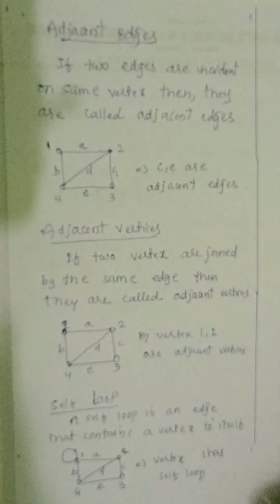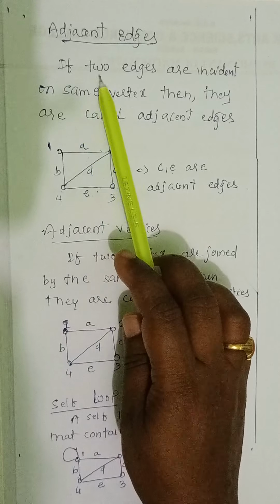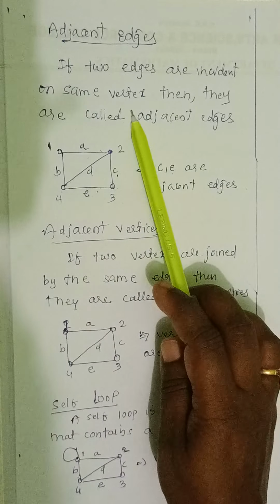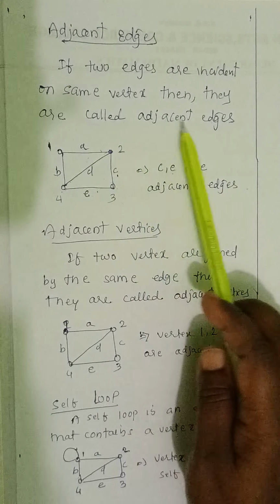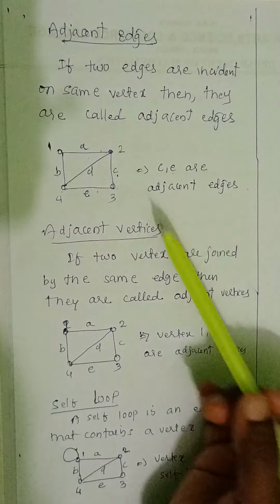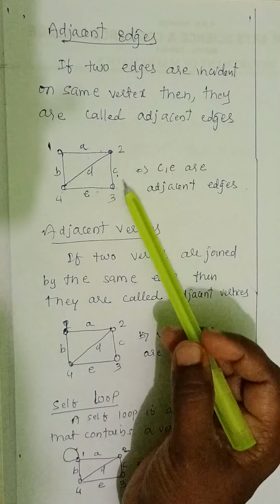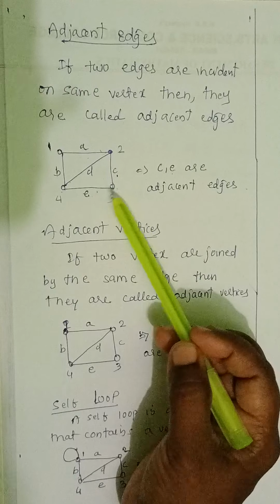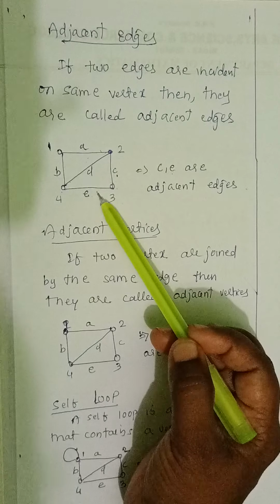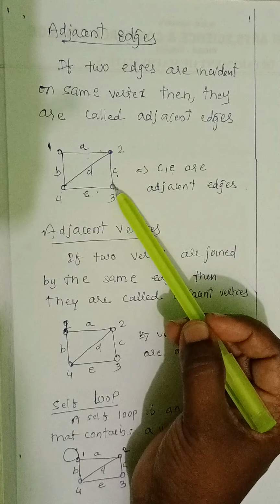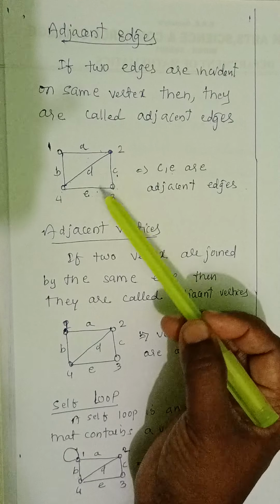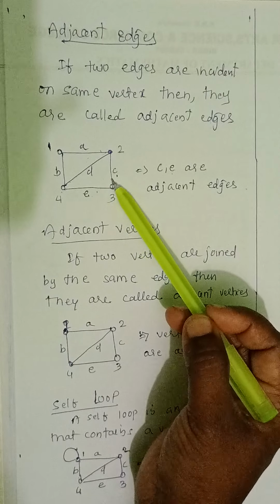Next terminology is adjacent edges. Let us see what adjacent edges are. If two edges are incident on the same vertex, then they are called adjacent edges. See here in this example, C edge and E edge. These are two edges which are incident on the same vertex, that is 3. So this C and E are called adjacent edges.